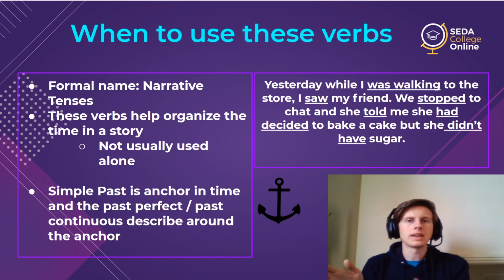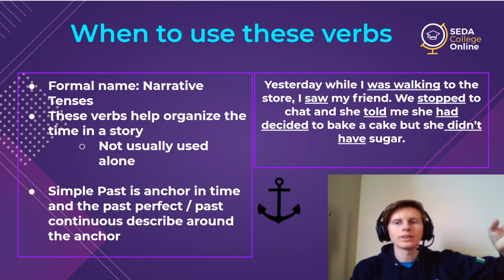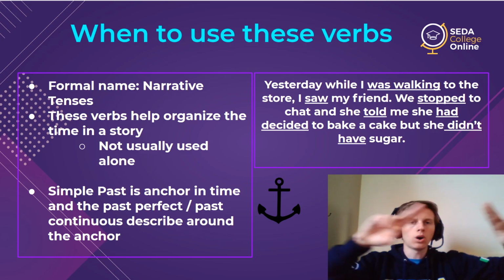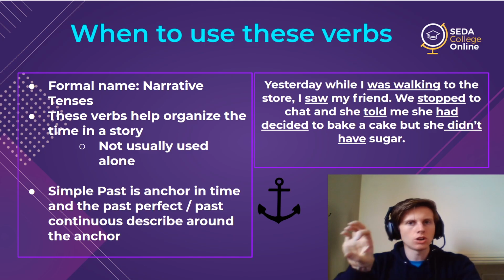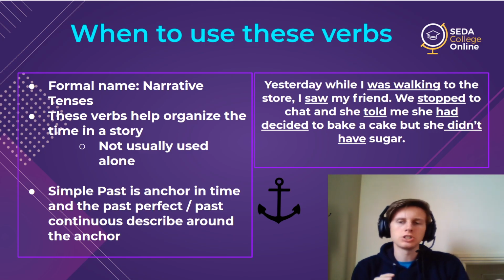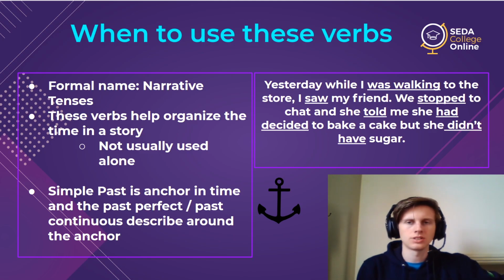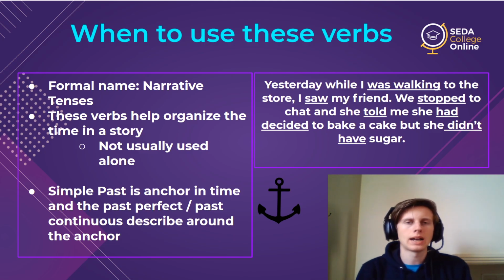And so those are our major events in the story, but I want to talk about a few extra things around it. Well, now I can describe that while I was walking, so I was in progress of walking, I saw my friend. So I've got I saw my friend as my anchor, and I was walking around that. And then she had decided to bake a cake. So before I saw her and she saw me, she had decided to bake a cake. Now we've got that action happening before a past action. So that's how they work together to help describe those specific scenarios in a story.